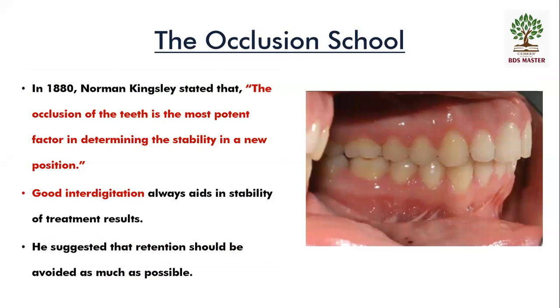So the occlusion school was given by Norman Kingsley, who believed that if you were able to establish good occlusion of the teeth, that became the most potent factor in determining the stability of the new position. So good interdigitation, that is, a good cusp-fossa relationship, a stable occlusion, he said that that was the best way to retain, and retention could be avoided as much as possible.